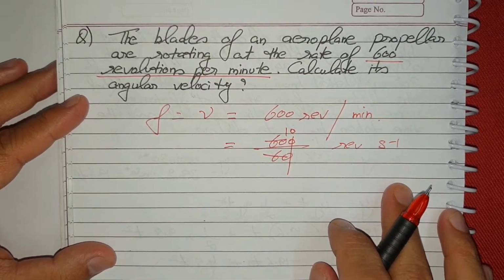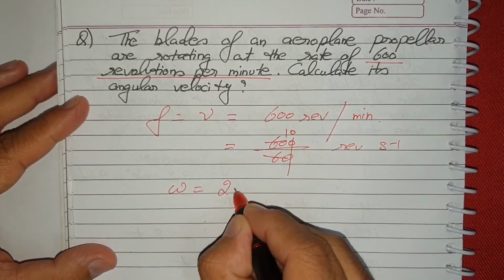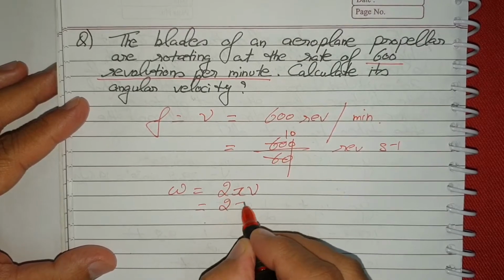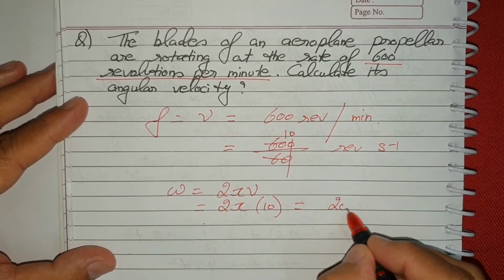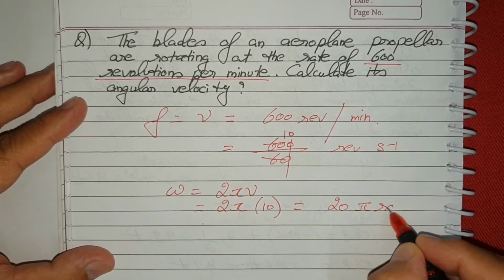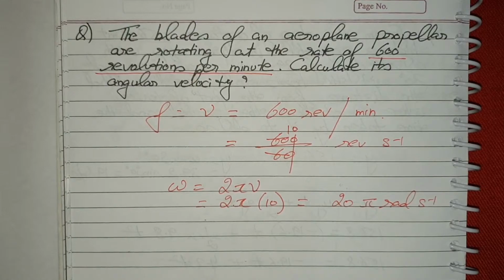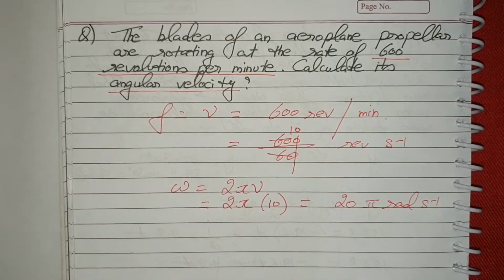Now see, what is omega? We have discussed that omega is 2 pi nu. Now 2 pi, and nu is 10. So this is 20 pi radian per second. That will be the angular velocity omega. So this is the answer, the angular velocity omega.